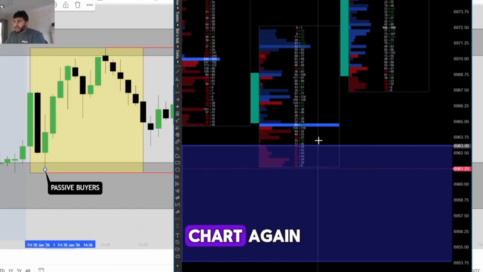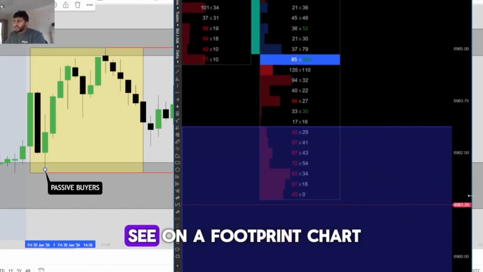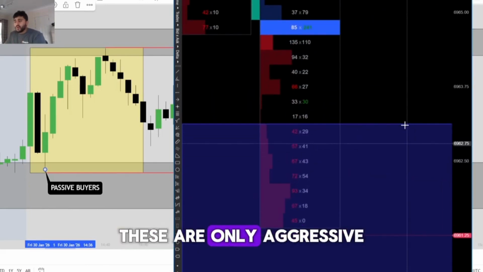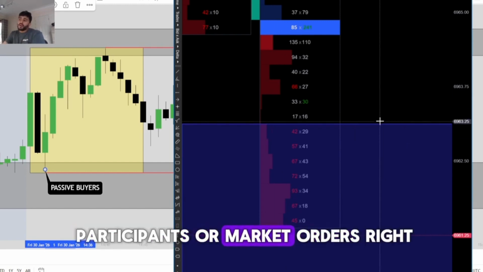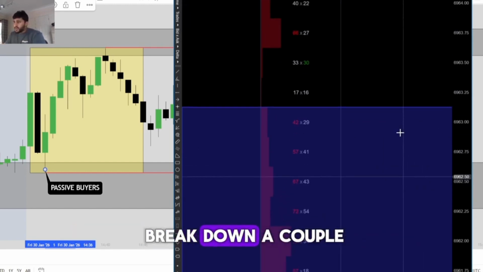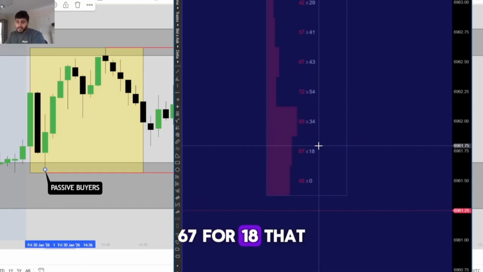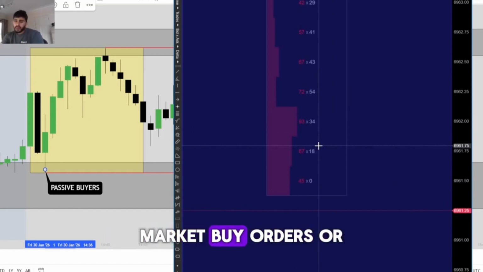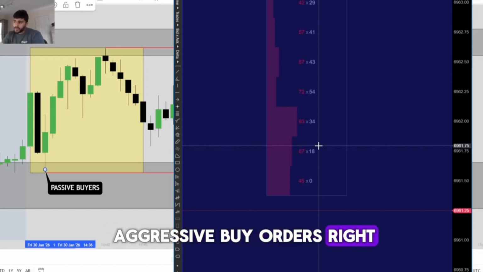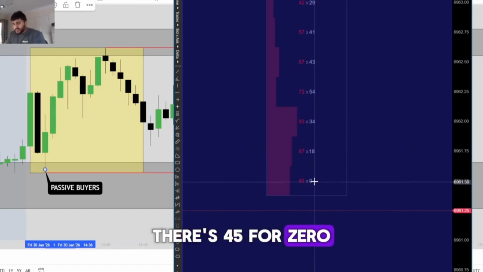So from a footprint chart again, the numbers you see on a footprint chart are only aggressive participants or market orders, right? So if we break down a couple of things over here, if we see 67 for 18, that means there are 67 aggressive sell orders, and there are only 18 market buy orders, or aggressive buy orders, right? Now, again, there's 45 for 0. That means the same thing.